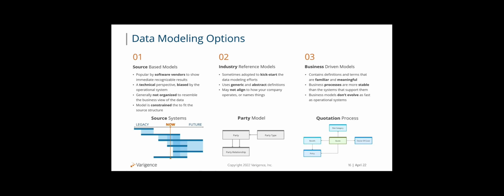And last but not least, a common approach is to workshop a model, drawing from the understanding of everybody involved, the business and its processes. This business model is more likely to contain definitions and terms that are familiar and meaningful, at least to the involved teams. These models tend to be stable because they're modeled after the business processes, which don't evolve as often and as fast as the systems do.